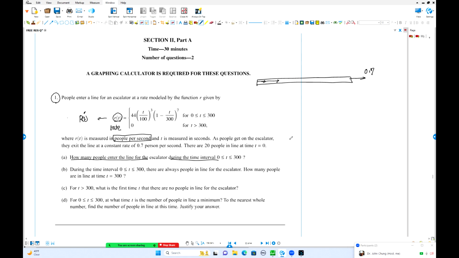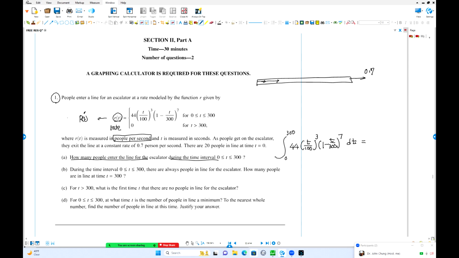So we're going to find all the people on this rate, from 0 to 300. The area under the curve is the total number of people. We write 44 times t over 100, cubed, which is R(t). You can use R(t), but I'm going to write this t over 307. That is R(t) dt. When you take the integral from 0 to 300, this is the sum of all the people entering the line of the escalator.